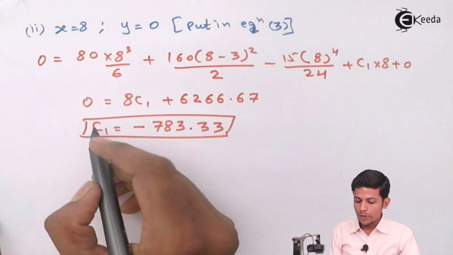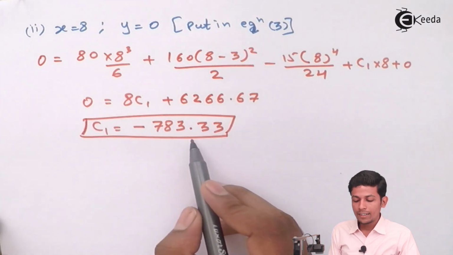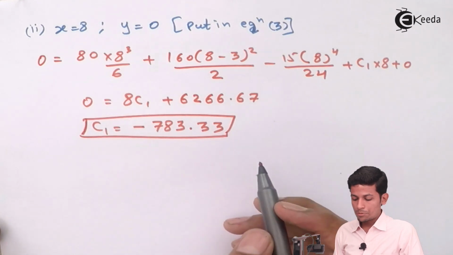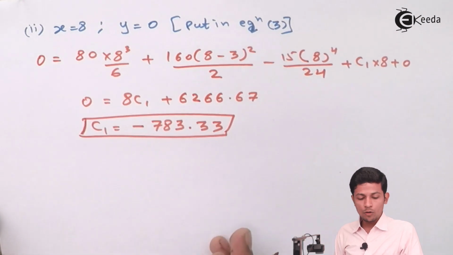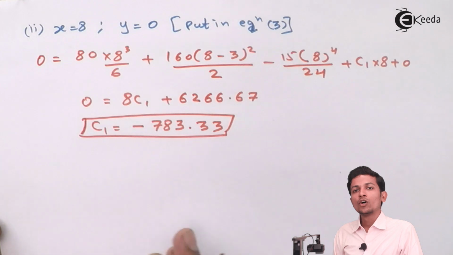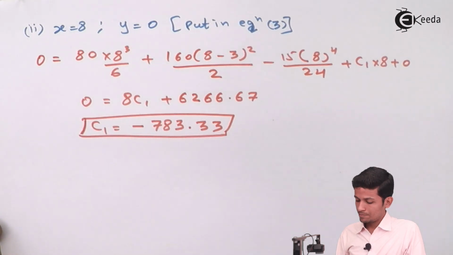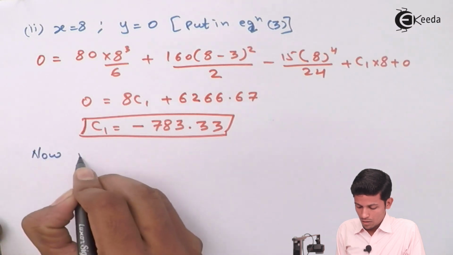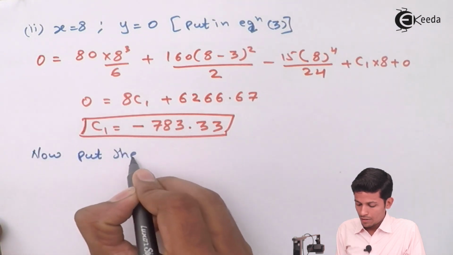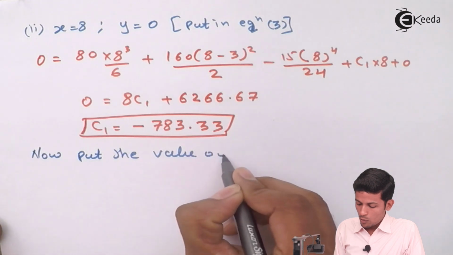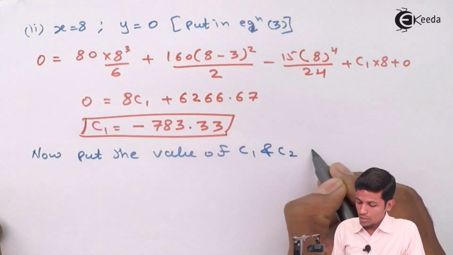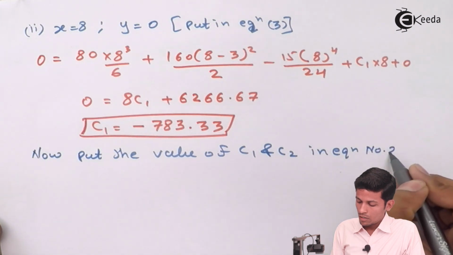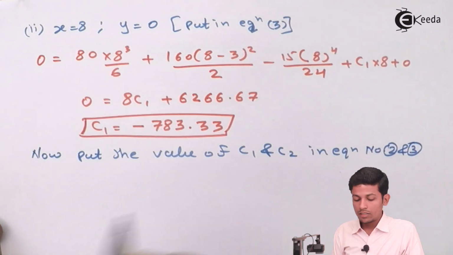While solving this, you get the value 783.33. Okay, now substituting all this value, put the value of C1 and C2 in equation number 2 and 3.